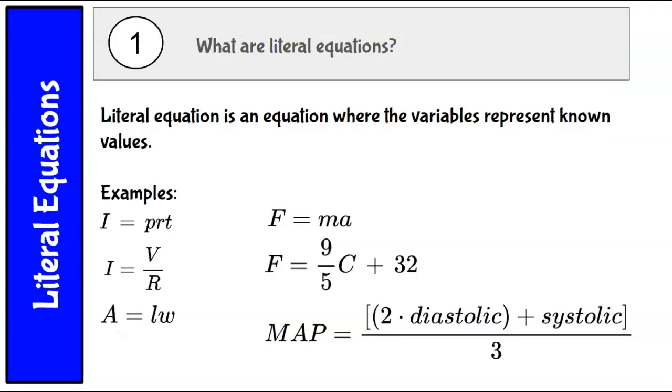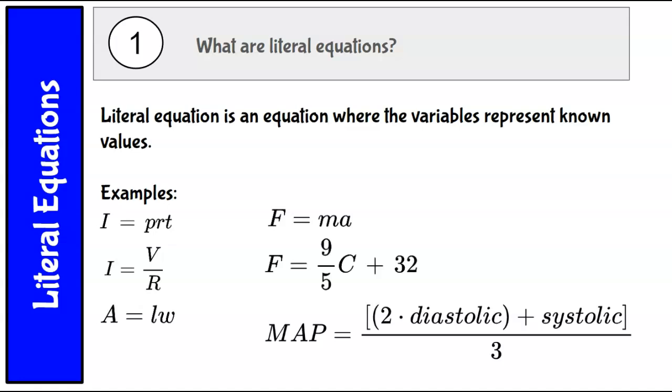A literal equation is an equation where the variables represent known values. You'll maybe notice that literal sounds a lot like literary. They have the same root, which is lit, and you might think of literature and the word literary, which all have to do with books that are made of letters. So literal equations are equations that are typically multivariable, and so they might have an x and a y or a P, R, and a T.